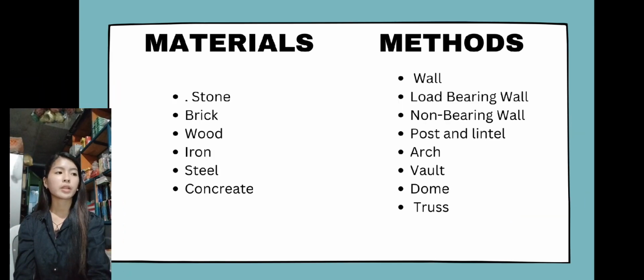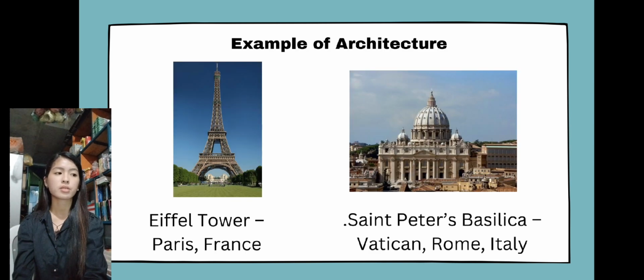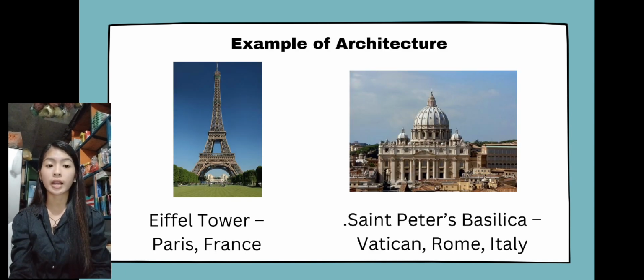Let's proceed to the materials and methods. Sa paggawa ng mga building, may mga iba't ibang materials na ginamit. Pwede tayong gumamit ng stone, brick, wood, iron, steel, and concrete. While the methods naman, pwede tayong gumamit ng wall, load-bearing wall, non-bearing wall, post and lintel, arch, vault, dome, and truss. So here are the examples of architecture.